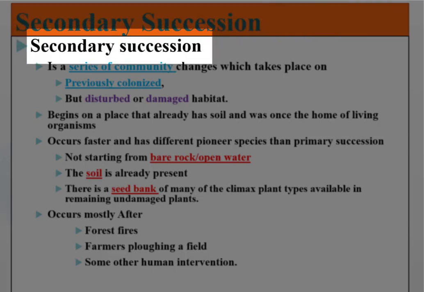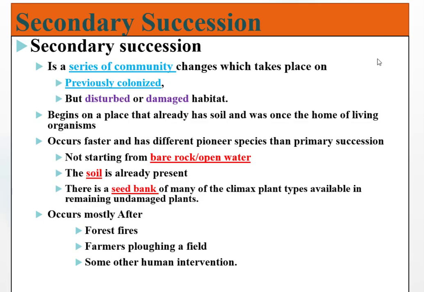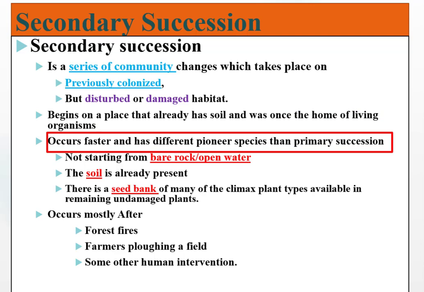Secondary succession is a series of community changes which takes place on a previously colonized but disturbed or damaged habitat. That means this succession begins in a place that already has soil and was once the home of living organisms. When we look at the speed of this succession to reach the climax community, and its pioneer species, secondary succession occurs faster than primary succession and has different pioneer species than primary succession.